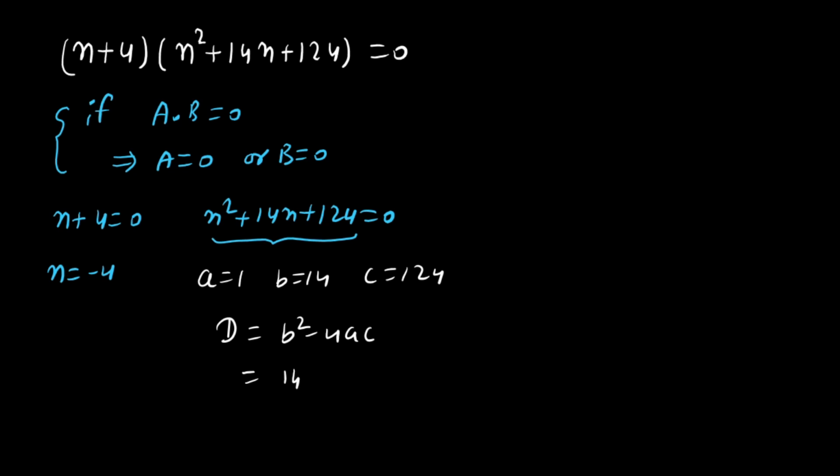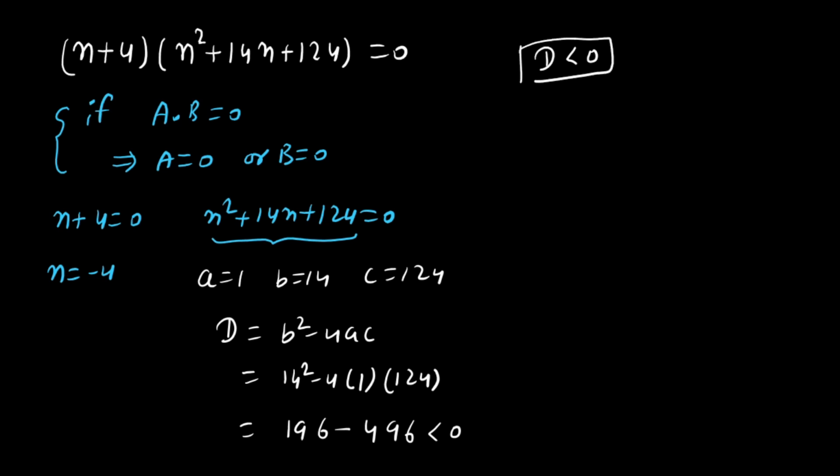Then b, that is 14 square, minus 4, and the value of a is 1 and the value of c is 124. Then here 14 square is 196 minus 4 multiplied by 124, which is 496, and this is less than 0. So here you can see clearly the discriminant of this quadratic is negative, it means no real roots exist. n does not belong to the real numbers.